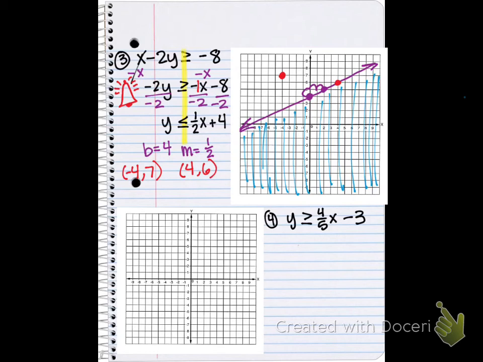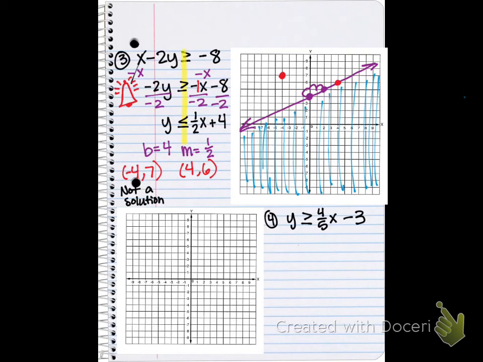All right, so looking at negative 4, 7, what do you think? Is that going to be a solution or not a solution? And the whole class just said, not a solution, because it's not in the shaded area. So negative 4, 7 is not a solution.